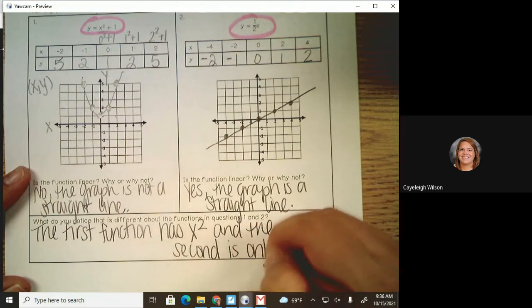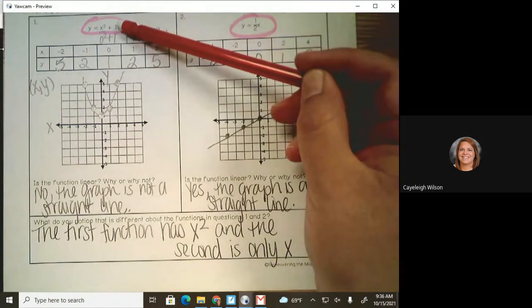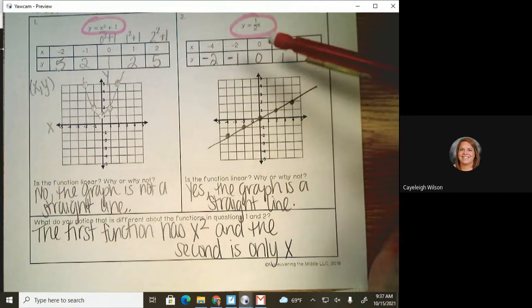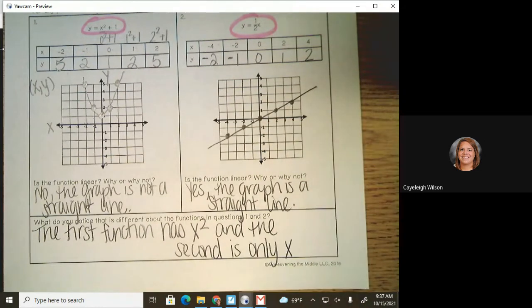The output is only x. So the first function has x to the second power. The second function only has x. And that's the big difference between the two. Yes, I know that this one has a plus number, so that's the y-intercept. I get that. And this one does not have a y-intercept written, but it does have a y-intercept. It's just at 0. But that's the main difference. Yes, Taryn?